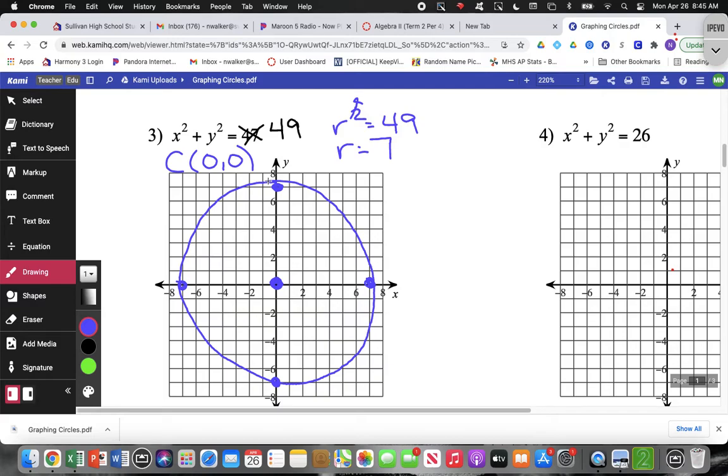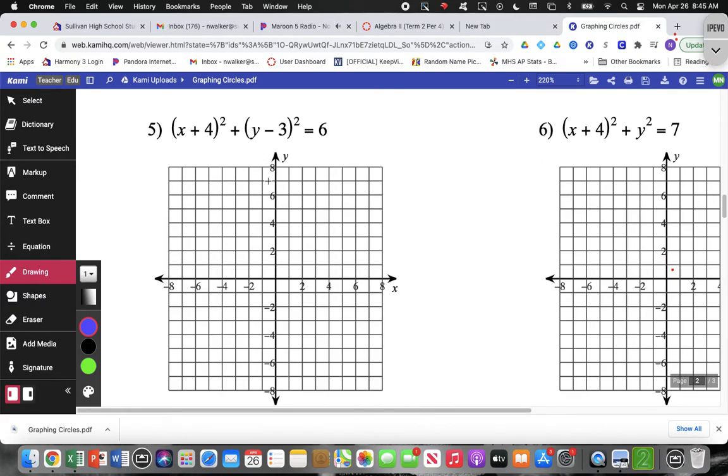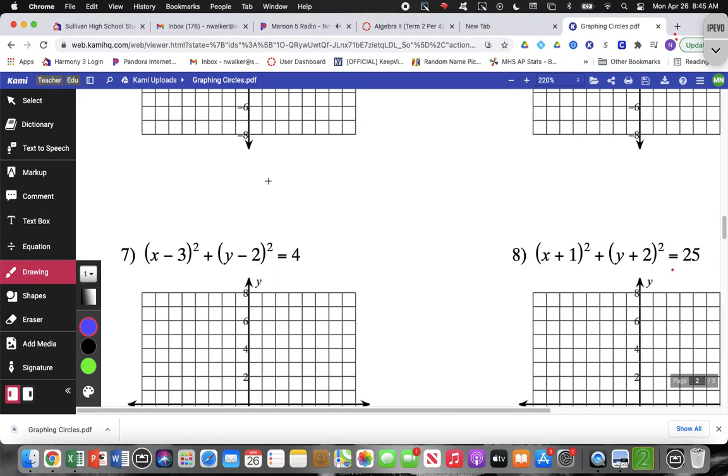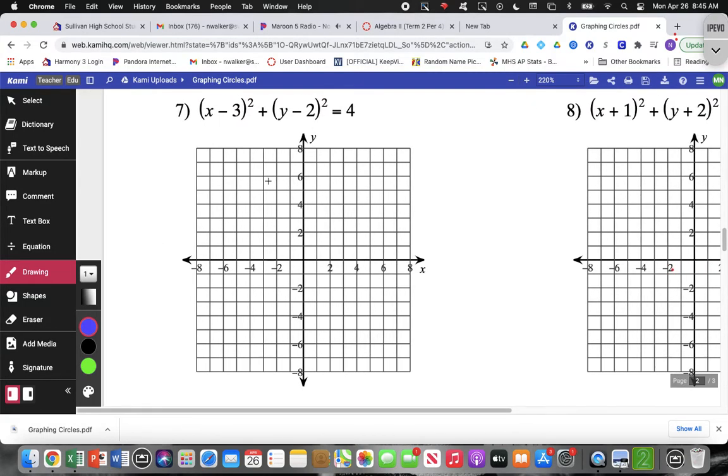All right, are you guys ready to see one where the center isn't 0, 0? All right, let's do 7 and 8. So we'll do 7 first. Just remember, in the equation it always says minus, but whatever is the sign always switches. So if you see a negative in the equation, it'll be a positive on your center coordinate. Same thing there. If it's a negative on the y in the equation, you're going to see a positive.